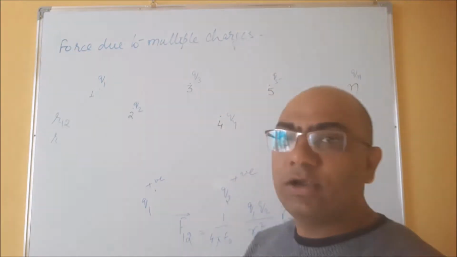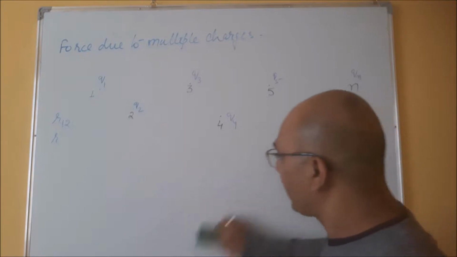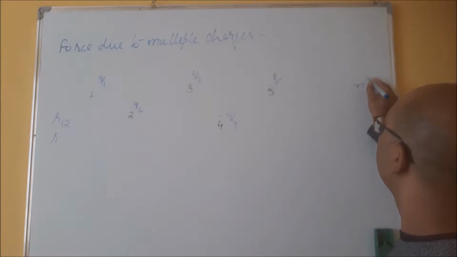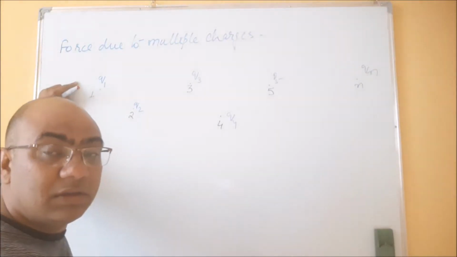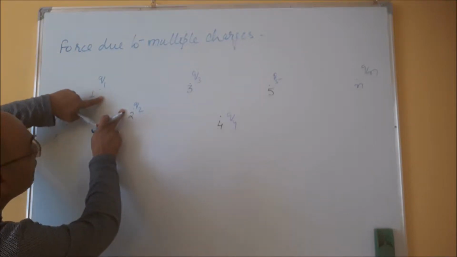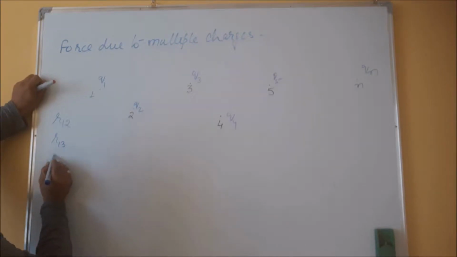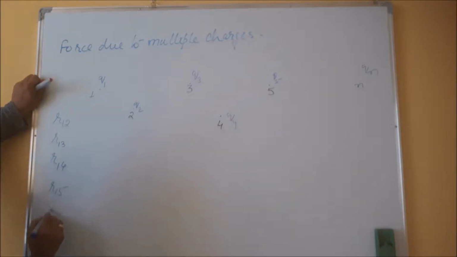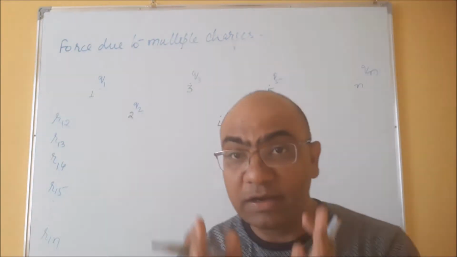So simply, how can I do this? Suppose this is the setup. The force I want to know is at this charge 1. So I write the distance between 1 and 2 as r12, the distance between 1 and 3 as r13, the distance between 1 and 4 as r14, r15, and up to r1n. Right, so this is the magnitude of the distance.